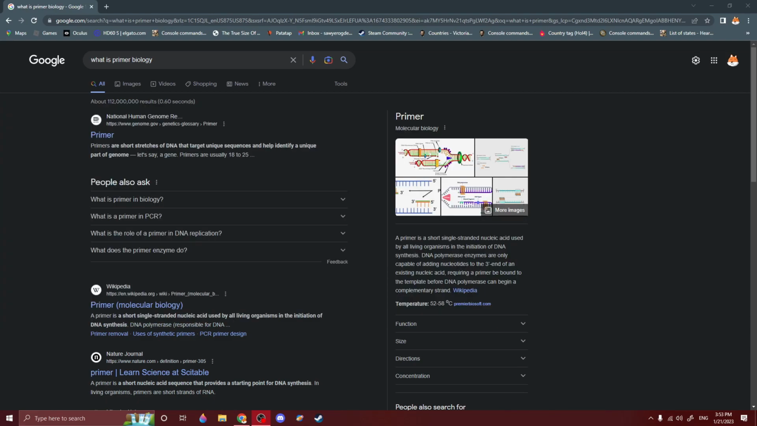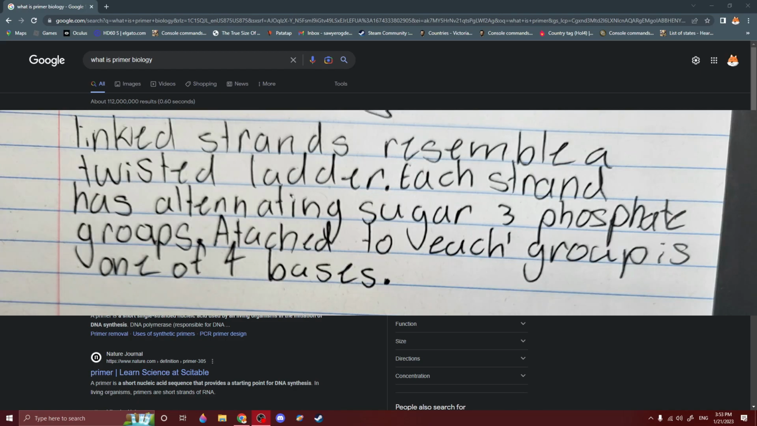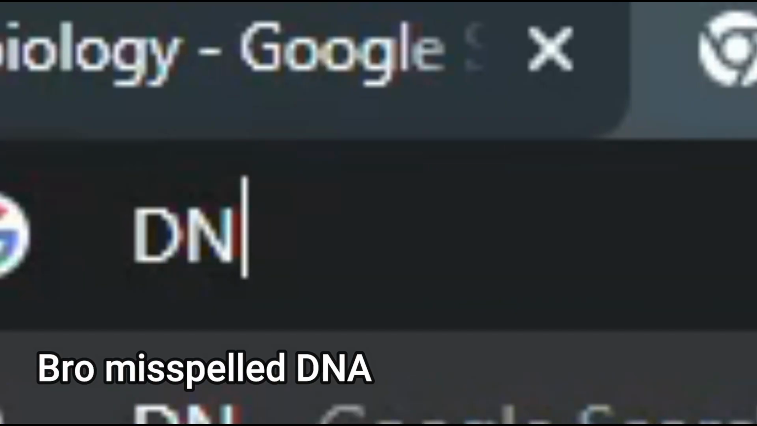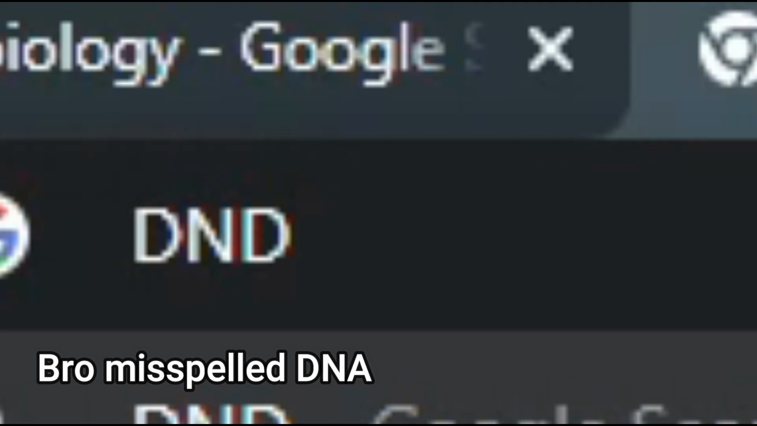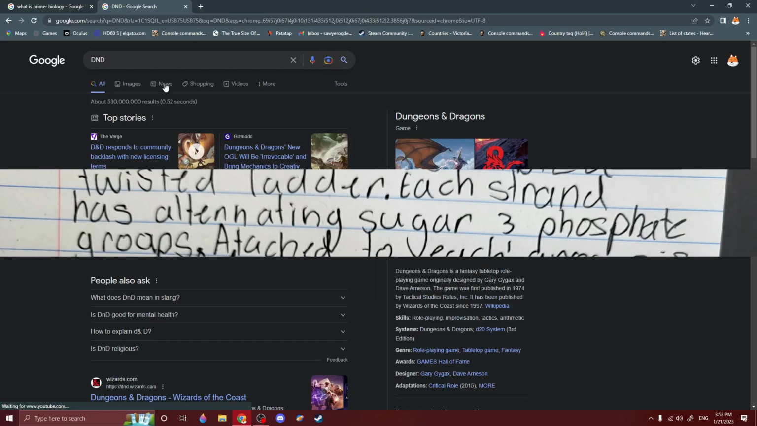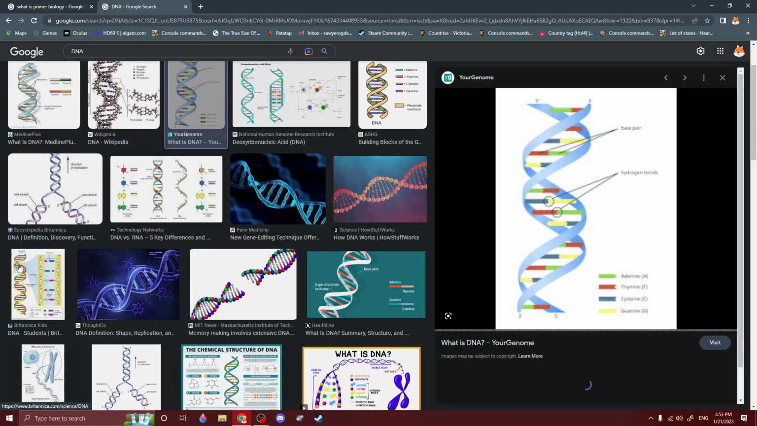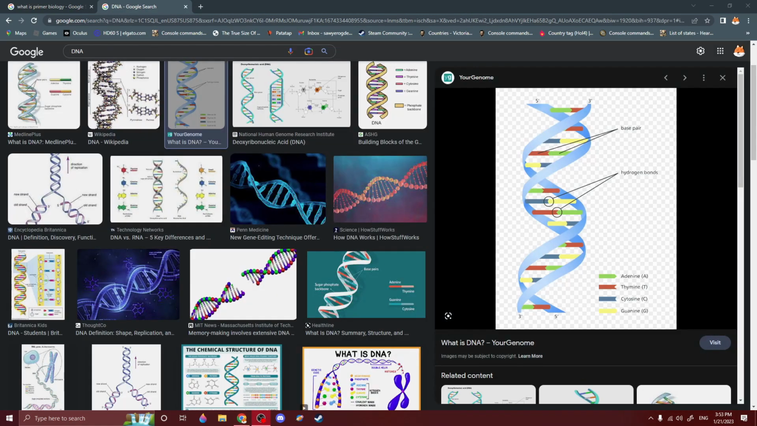DNA is a linked strand which resembles a twisted ladder, aka a double helix. Each strand has alternating sugar. Yeah, this right here. You see that?